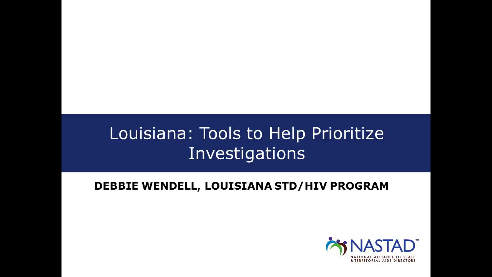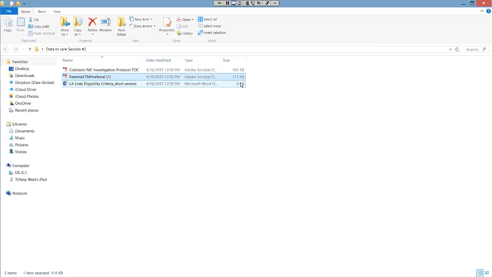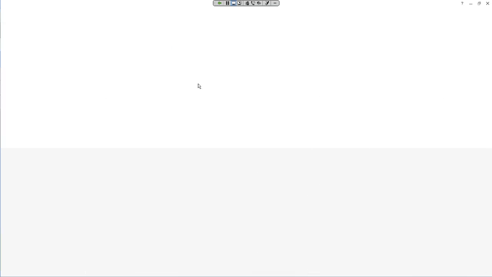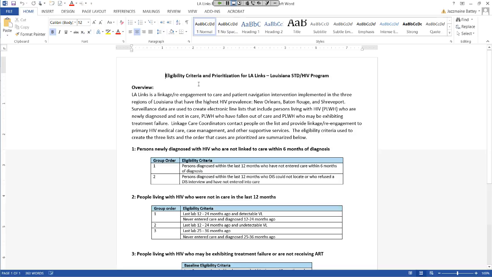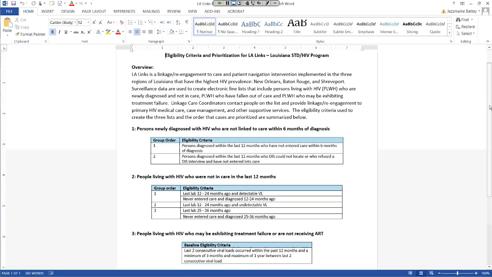Okay, great. I'm going to talk a little bit about our LA Linkage and Re-engagement to Care project, which in many ways is similar to the Colorado project. We're doing linkage of care to newly diagnosed folks, re-engagement, and patient navigation. This project is implemented in the 3 parts of the state that have the highest HIV prevalence. So we're focusing on New Orleans, Baton Rouge, and Shreveport.